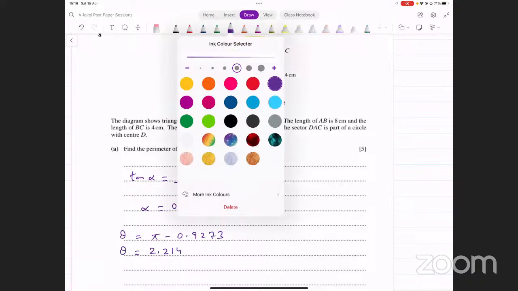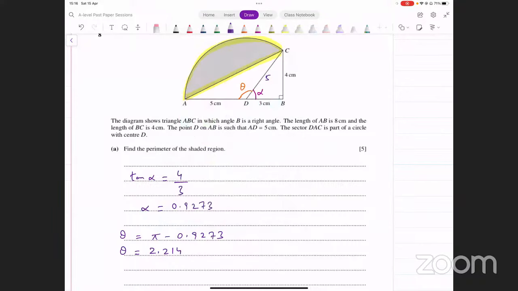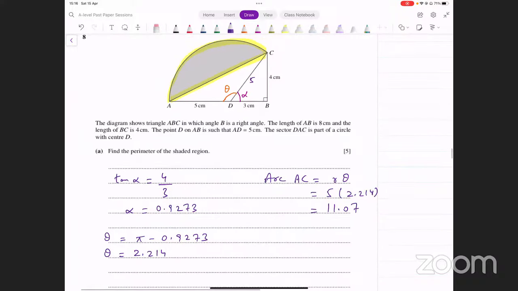अब हमें क्या करना है, arc length निकालनी है. Arc AC, that is equal to r into theta. Radius is 5, angle is 2.214. Multiply these two numbers and see what that gives you. जो आपकी calculator value उसी को 5 से multiply कर दें, and that is giving me 11.07. That's the arc length AC. ये आपको एक चीज figure out करनी थी, दूसरा आपको ये length figure out करना है.